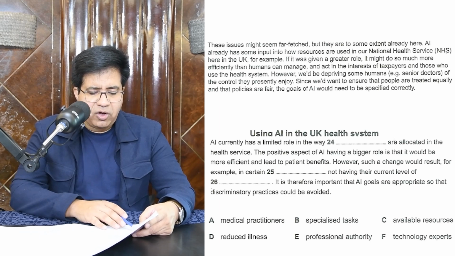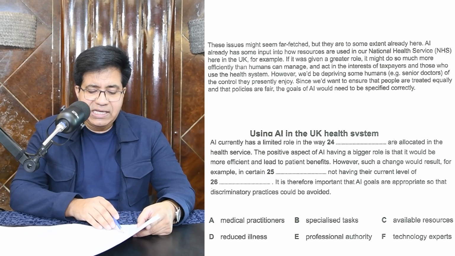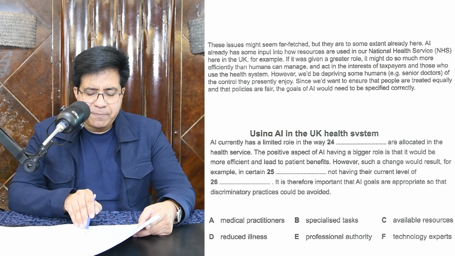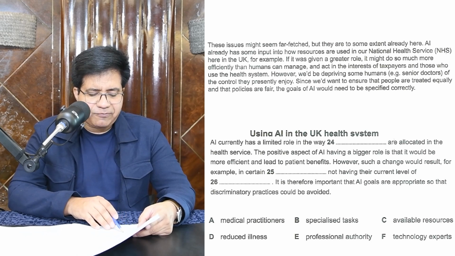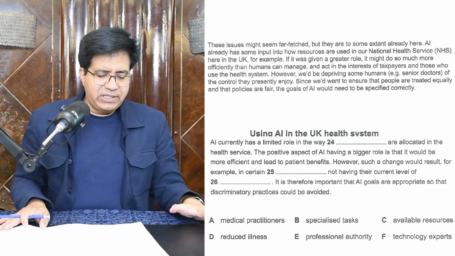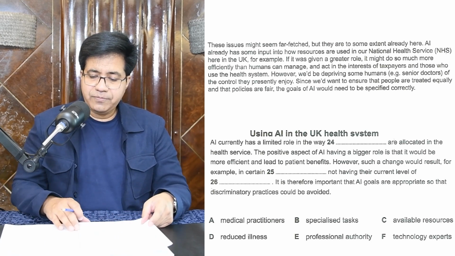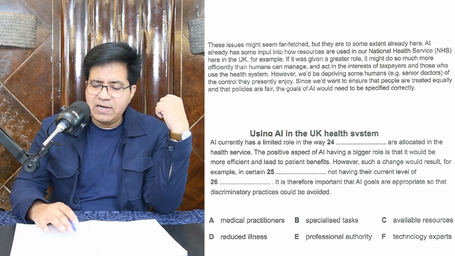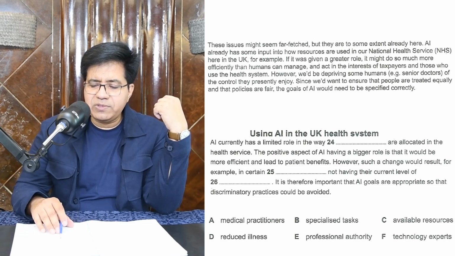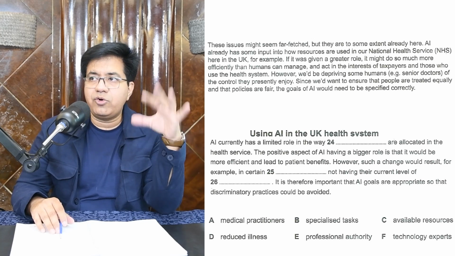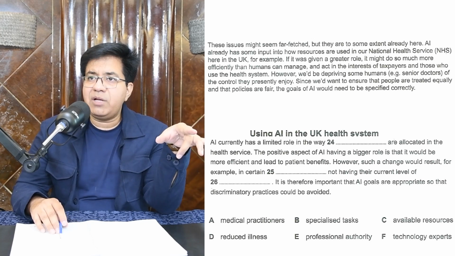So, senior doctors of the control they presently enjoy. Since we want to ensure that people are treated equally and the policies are fair, the goals and all that. So, let's see. What is the word for control they presently enjoy? They means senior doctors. Exactly. Not having their current level of. For control, they use the word professional authority. Control and authority, they are synonyms. So question number 26, correct answer is E. Got it now? See, we found all 3 answers in one paragraph. So it's going to be like this. Summary completion is like this.